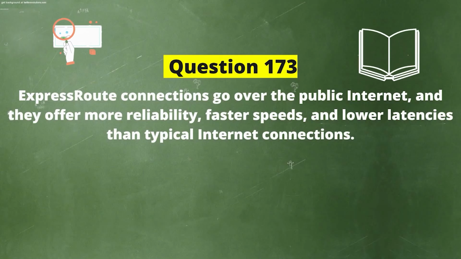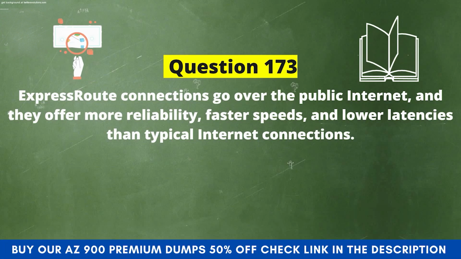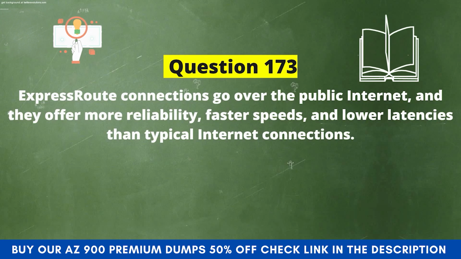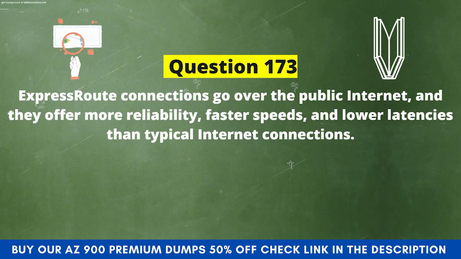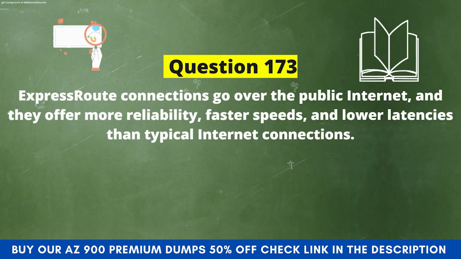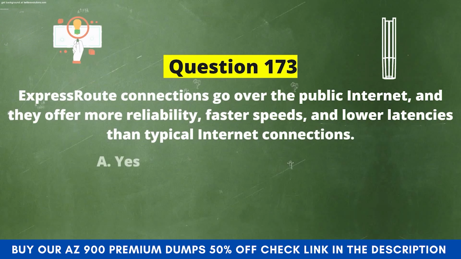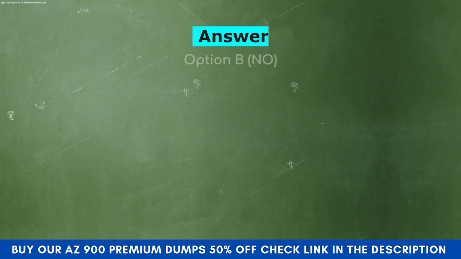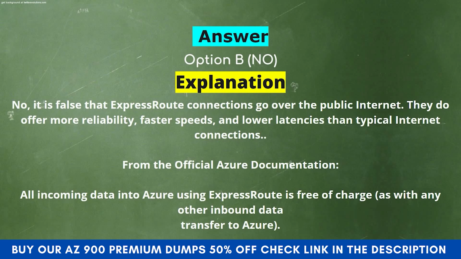Next question. ExpressRoute connections go over the public internet and they offer more reliability, faster speeds and lower latencies than typical internet connections. And the options are A. Yes, B. No. And the correct answer is option B. No. Explanation. No, it is false that ExpressRoute connections go over the public internet. They do offer more reliability, faster speeds and lower latencies than typical internet connections.